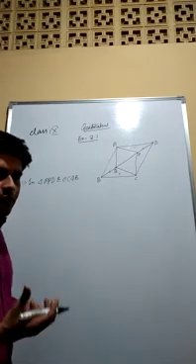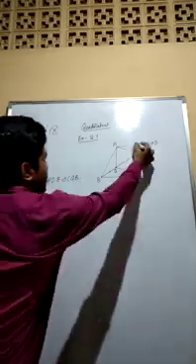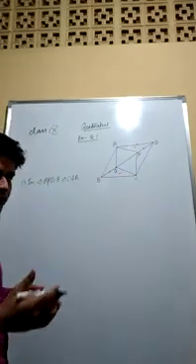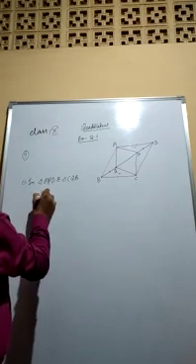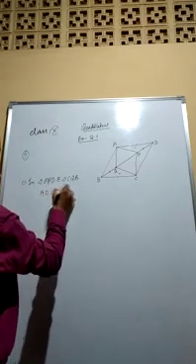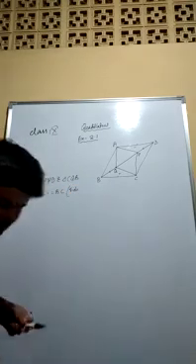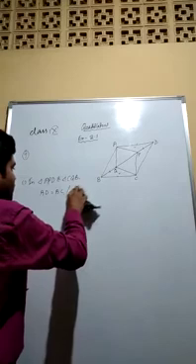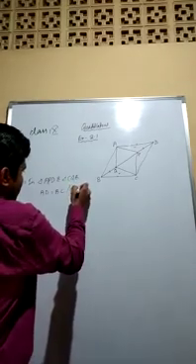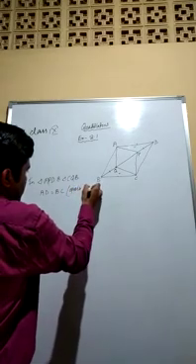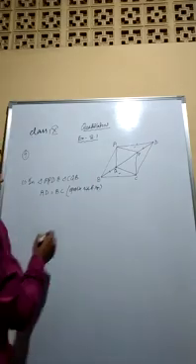So 3 properties should be satisfied by both triangles. First, is this one equal to this one or not? Because it is a side of the parallelogram, the opposite sides must be equal. So AD equal to BC. Here you can write the reason: opposite sides of the parallelogram.